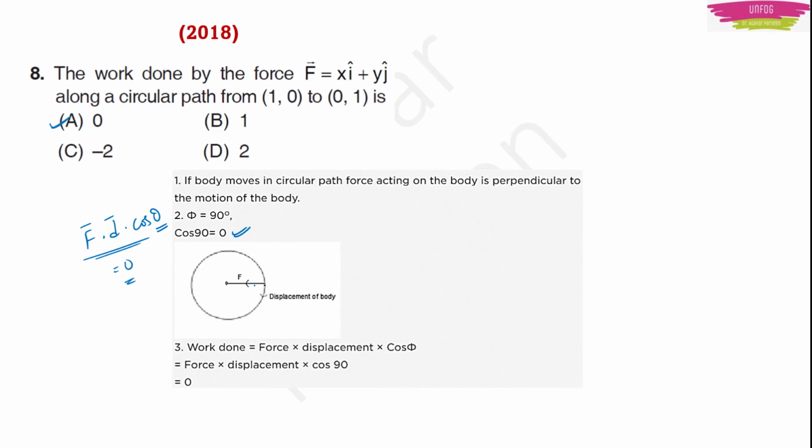Here I am giving you the direction also. See, the direction of the force is towards the center and the displacement is along the circular path. These two are orthogonal vectors, and for orthogonal vectors the dot product is 0. That's it, isn't it?